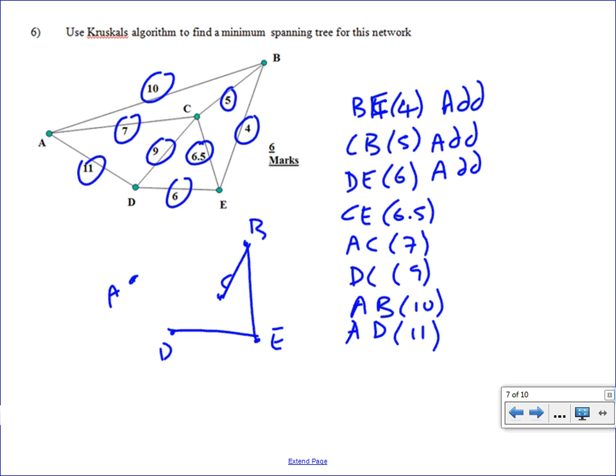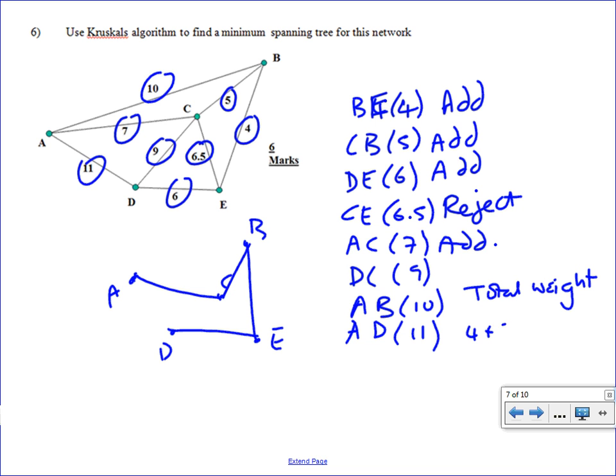That's not a problem. C to E I don't want to add because that will make a cycle. A to C I can add. And I've now got my complete spanning tree. All the nodes are in and it is a tree, so I've got my spanning tree. So the weight of that would be the total weight, not that it asked for it, but it is 4 add 5 add 6 add 7 equals whatever it equals.